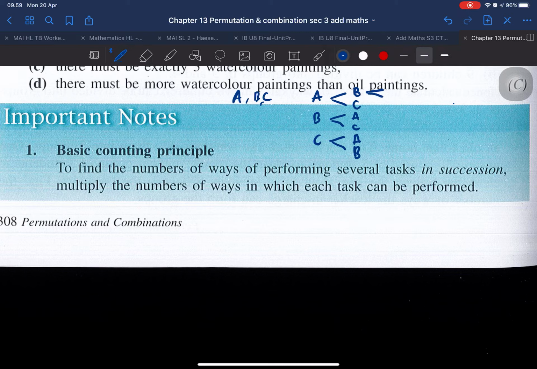Now, the third one. This can only have one answer from each. A, B, C. A, C, B for the second one. B, A, C, third one. Fourth one, B, C, A. So the fifth one, C, A, B. Last one is C, B, A. So in total, there are 6 different possibilities of arrangement.